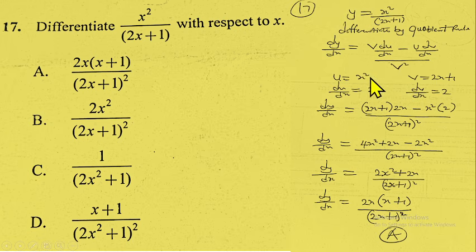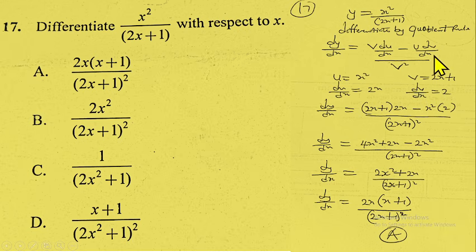So if our u is x squared, you can differentiate u with respect to x. That will give us du/dx equals 2x. And if our v is 2x plus 1, we can differentiate v with respect to x as well. That will give us dv/dx, so dv/dx is 2.